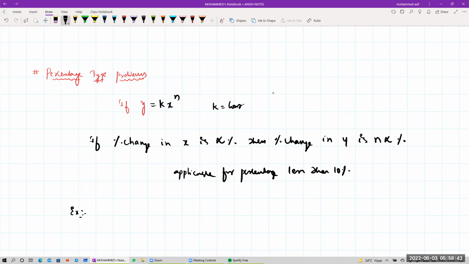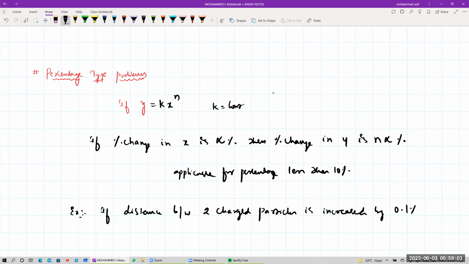Let me give an example. Like say, if the distance between two charged particles is increased by 0.1%, find the percentage change in force.